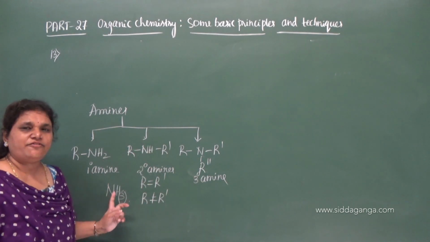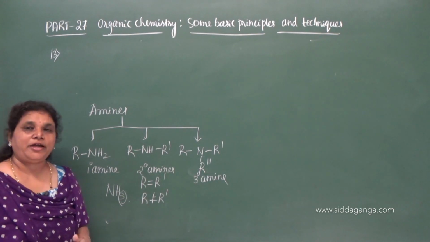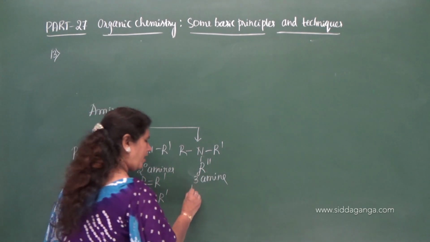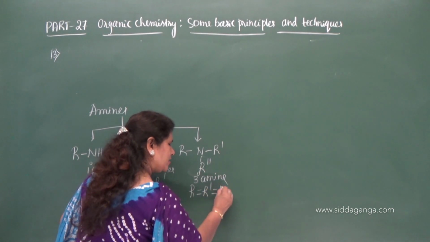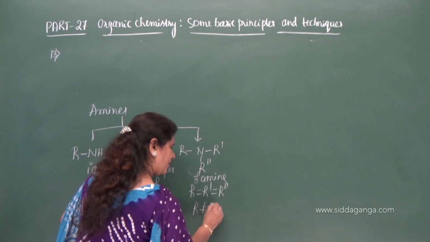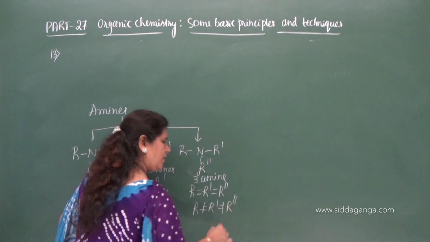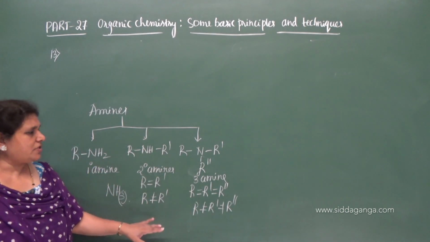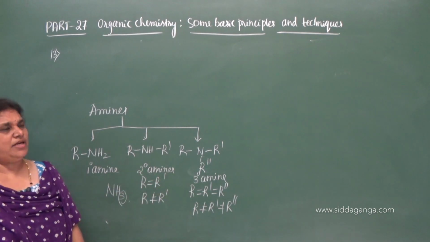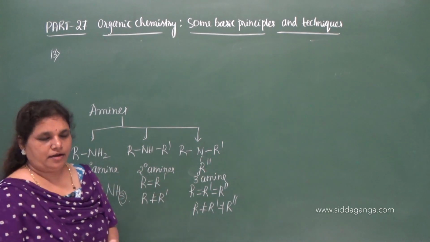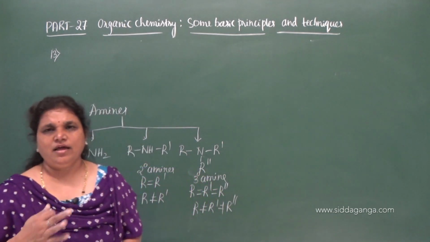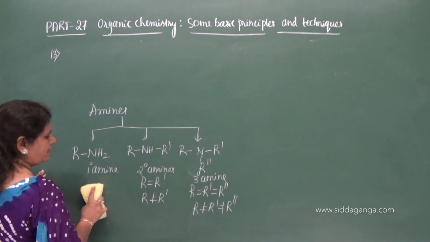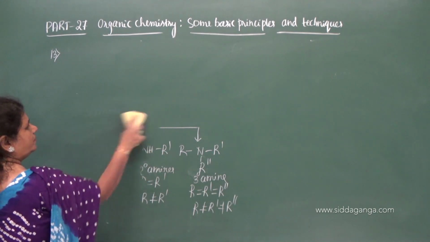These are the derivatives of ammonia. Derivative means they are obtained from ammonia by replacing hydrogen by alkyl groups. And here also R, R dash, R double dash may be the same or they may be different. So this is about the primary, secondary and tertiary amines. Let us move on to the common name and the IUPAC name of these primary, secondary and tertiary amines. Let us move on to the first one, primary amines. Remember this and note it down.